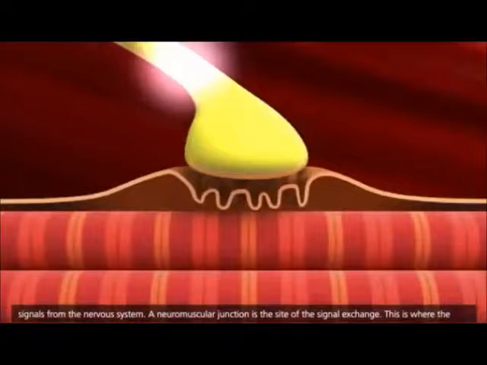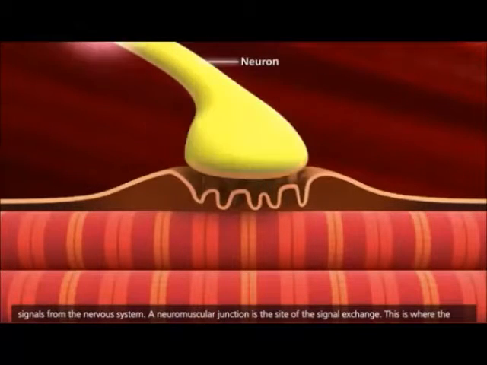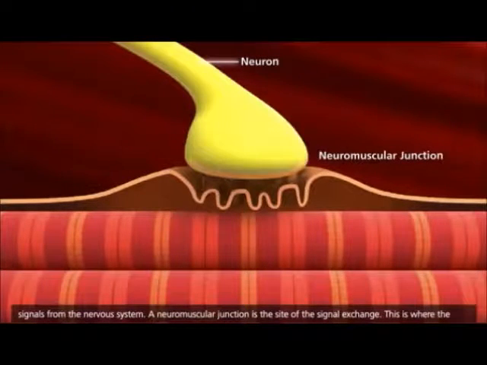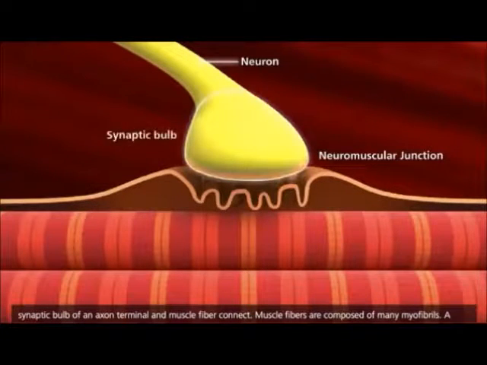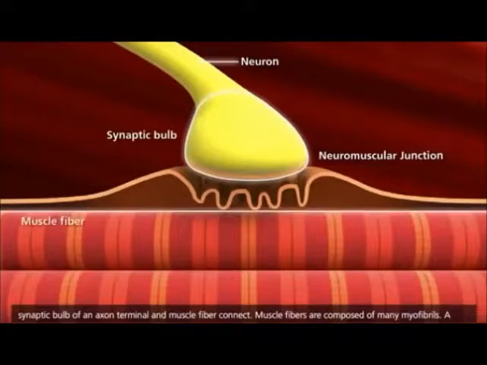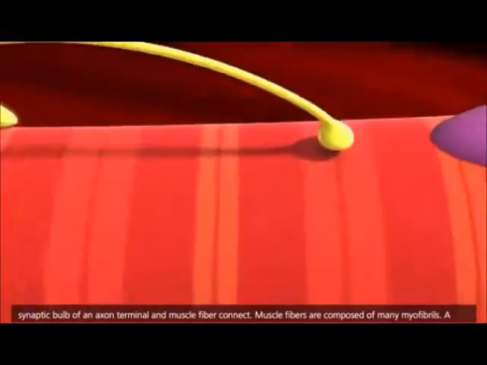Muscles relax when they receive signals from the nervous system. A neuromuscular junction is the site of the signal exchange. This is where the synaptic bulb of an axon terminal and muscle fiber connect.